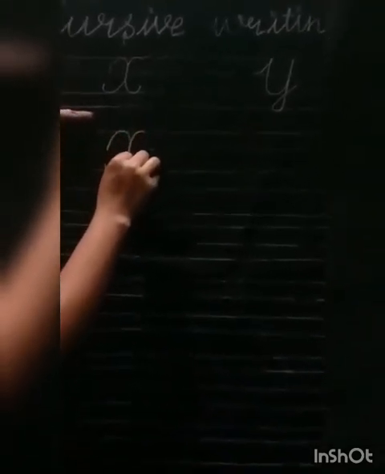Then we will see the letter X. One reverse half circle curve starting from the second line, go through the first line and come back to the third line, and another half circle curve to the opposite side. Okay, we get the letter X.